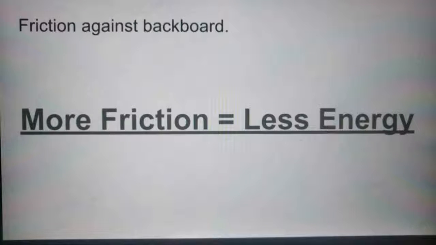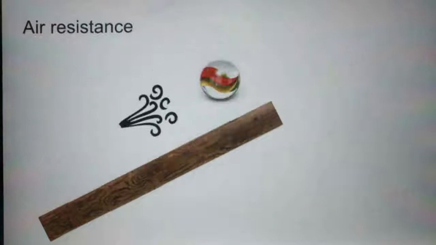It also lost energy from friction against the backboard. Almost everything that was moving, including the marble, the pulleys, and the flag, rubbed against the backboard. Every time anything rubbed against the backboard, it lost a little bit of energy due to friction. The next way the entire thing lost energy throughout the energy transfer apparatus was air resistance. As anything moved, there was a little bit of air it had to displace in order to get to its new destination, and each time it had to displace air, it lost a little bit of energy.